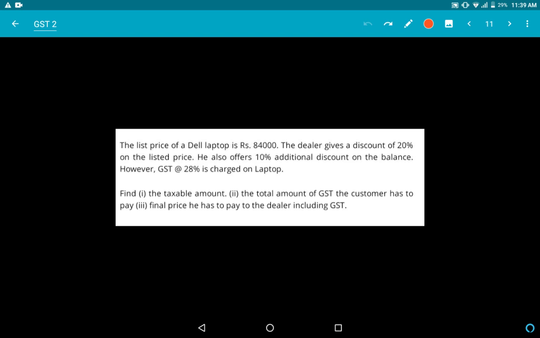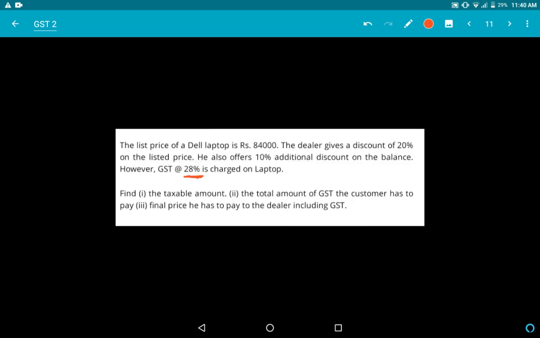I told you always it was, I think, 0, 5, 12, 18, 28. Something like that. Or the percentage is possible. So I told first you have to find the taxable amount. I told you always tax is applied on, what do you call it, the SP. Here what is the SP? 84,000.